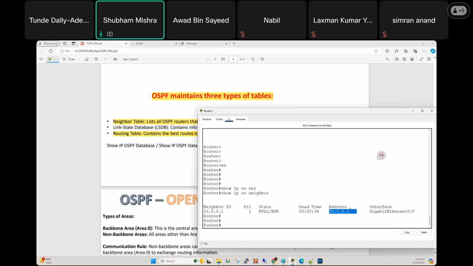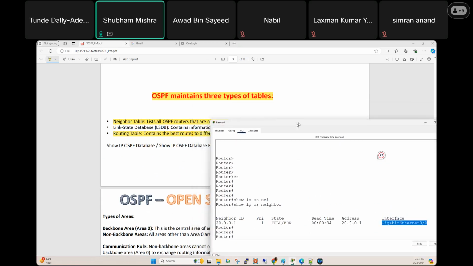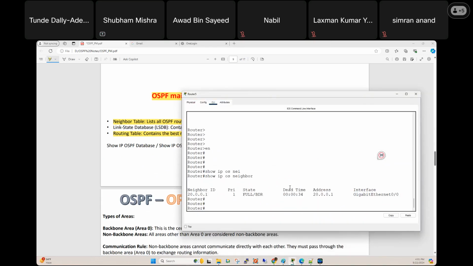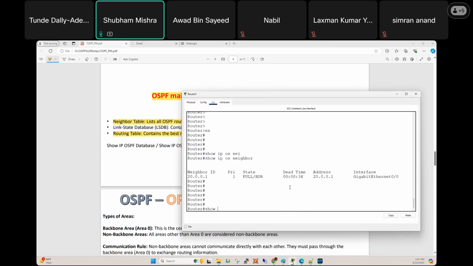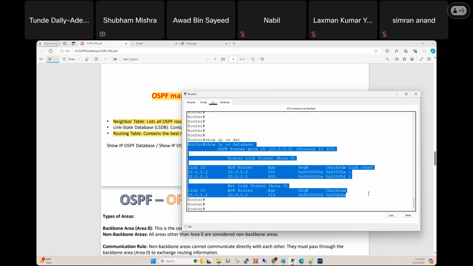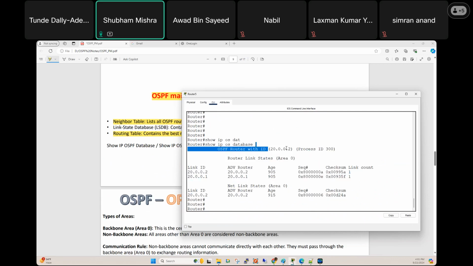Address means the interface IP address of your neighbor. And your neighbor is connected on which interface? This one. So that is called which table? Neighbor table. And the third one is the database table. What is the command to check the database? show ip ospf database. This is called the database table. And this database is represented by router ID. Yes or no?